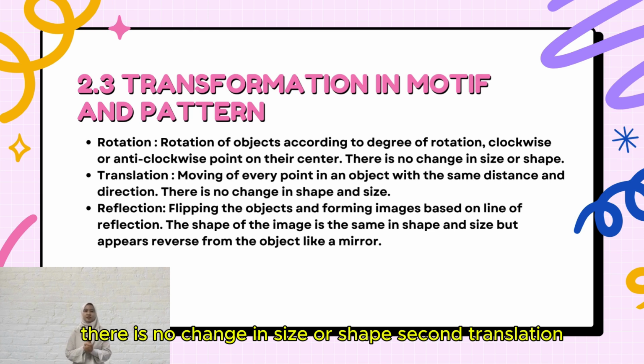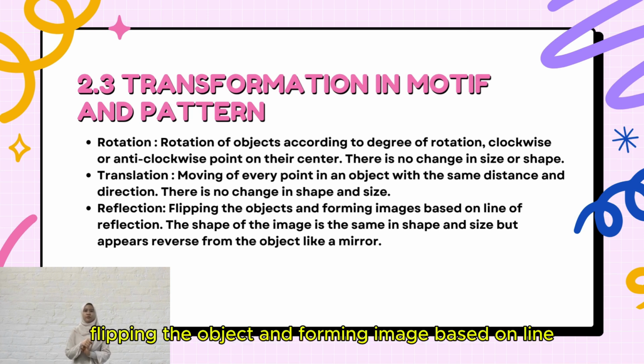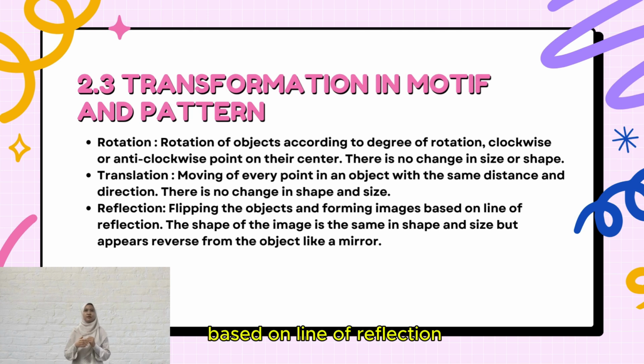Second, translation. Moving every point in an object with the same distance and direction. There is also no change in shape and size. The third one is reflection, flipping the object and forming an image based on the line of reflection. The image is the same in shape and size but appears reversed from the object, like below.